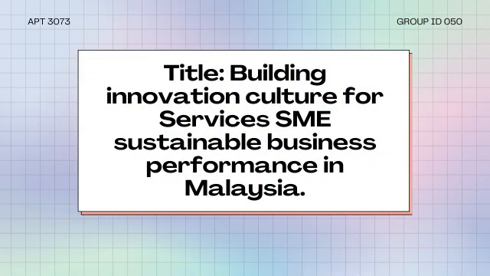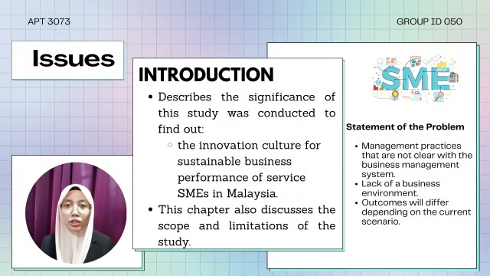This is the title we chose for the research proposal, which is Building Innovation Culture for Services SME Sustainable Business Performance in Malaysia. For the introduction, we will discuss the study in 9 main sections that introduce the background, the statement of problem, research objective of the study, as well as research question. This is followed by a separate section which describes the significance of this study, conducted to find out the innovation culture for sustainable business performance of services SMEs in Malaysia. This chapter also discusses the scope and limitation of the study.